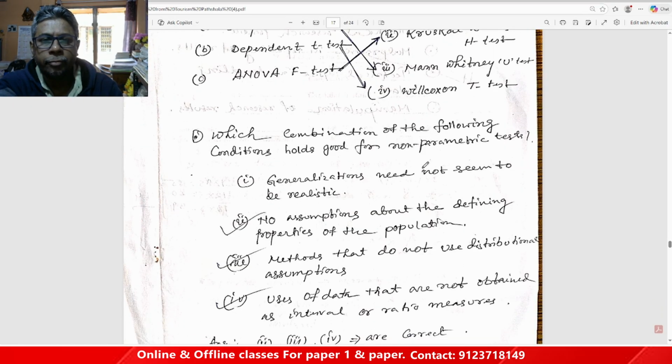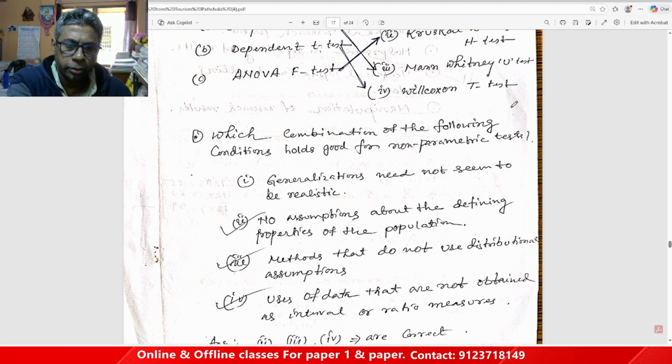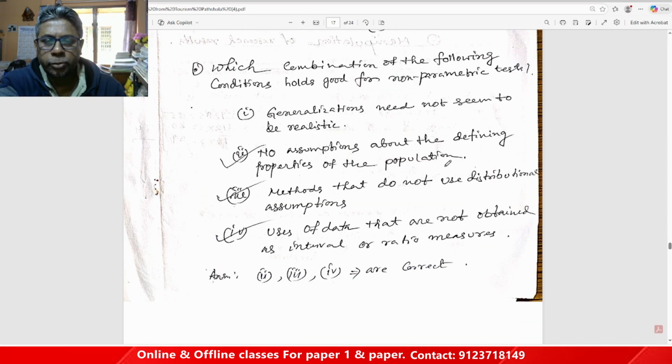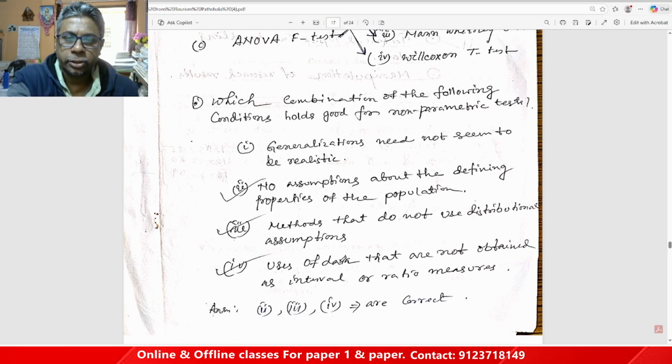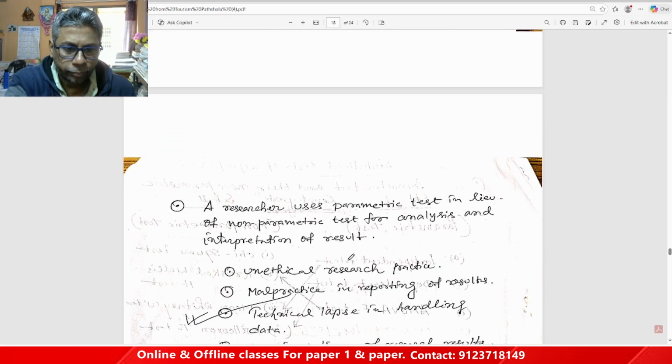Which combination of the following holds good for non-parametric tests? Number one, no assumption about the defining properties of the population. Methods that do not use distributional assumptions. And next, use of data that are not obtained as interval or ratio measures. So these three conditions are the perfect conditions for non-parametric tests.